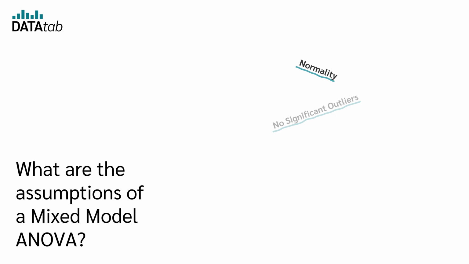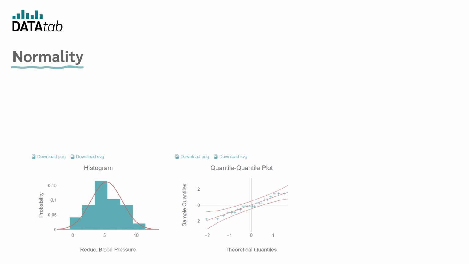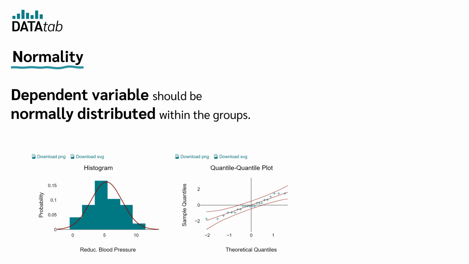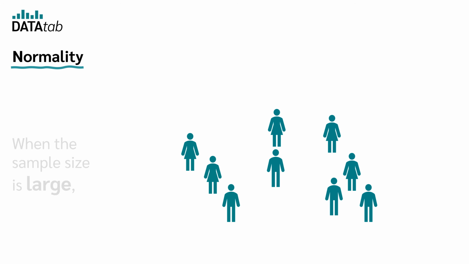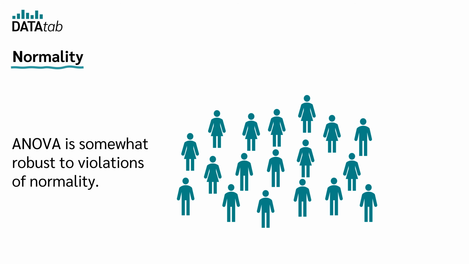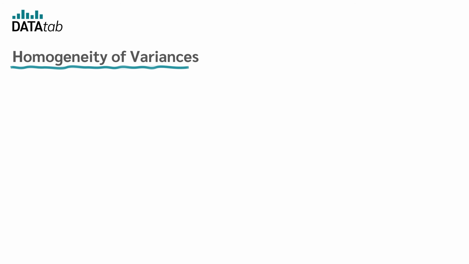What are the assumptions of a mixed model ANOVA? Normality. The dependent variable should be approximately normally distributed within each group of the independent variables. This assumption is especially important when the sample size is small. When the sample size is large, ANOVA is somewhat robust to violations of normality.